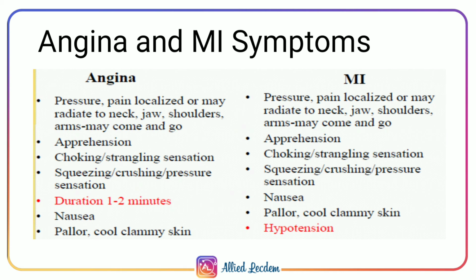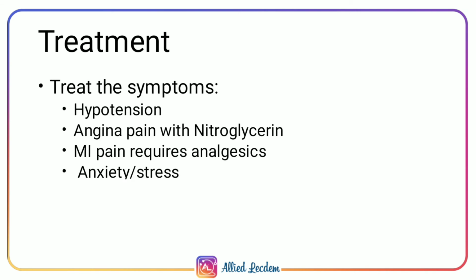For myocardial infarction, the symptoms are pressure, pain localized or may radiate to neck, jaw, shoulders, arms, may come and go, apprehension, choking or strangling sensation, squeezing or crushing or pressure sensation, nausea, pallor, cool, clammy skin, hypotension. The treatments are: treat the symptoms like hypotension, angina pain with nitroglycerin, MI pain requires analgesia, anxiety or stress.